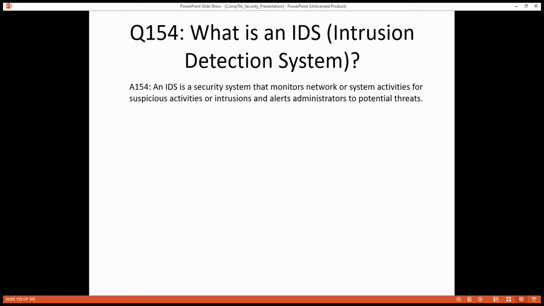Q154. What is an IDS, intrusion detection system? A154. An IDS is a security system that monitors network or system activities for suspicious activities or intrusions and alerts administrators to potential threats.